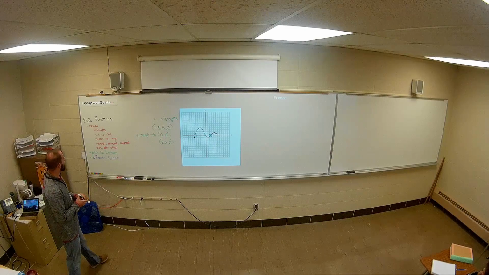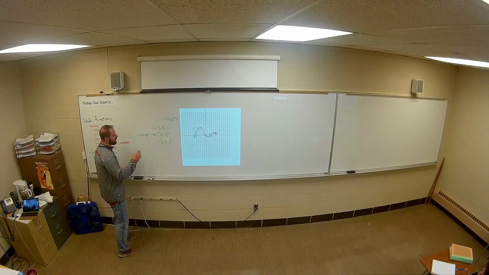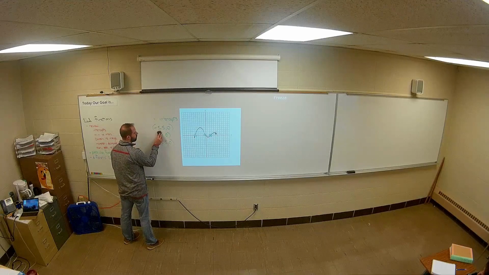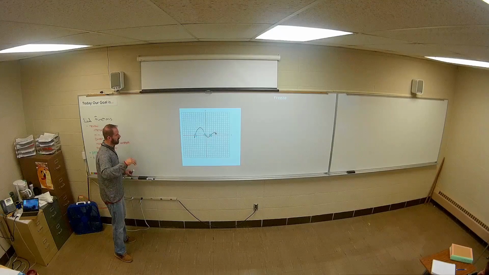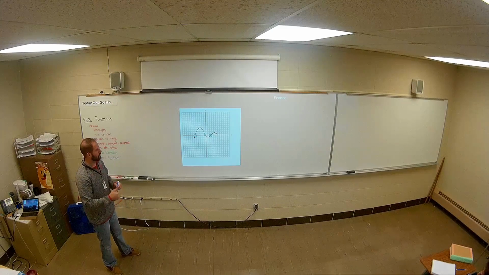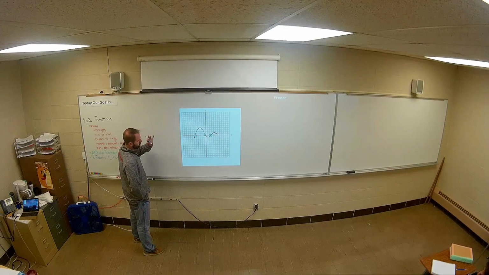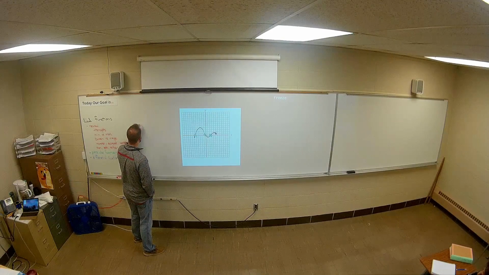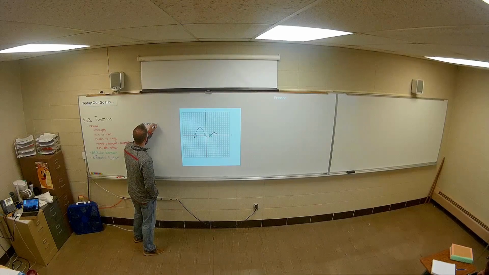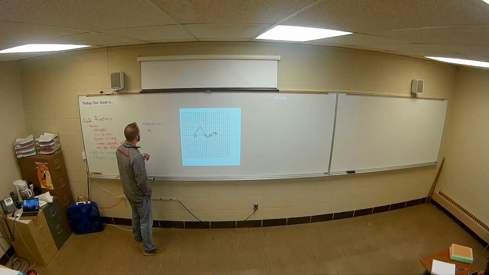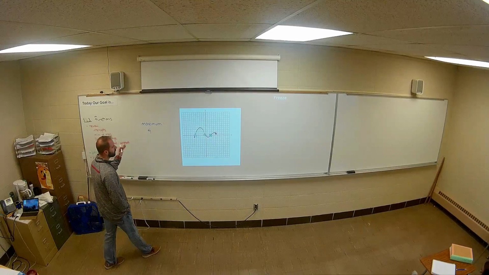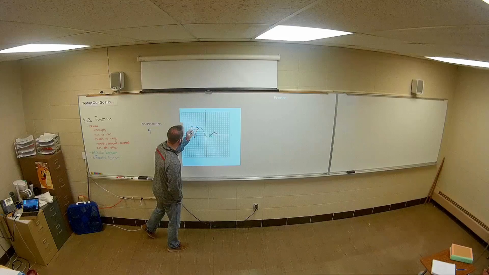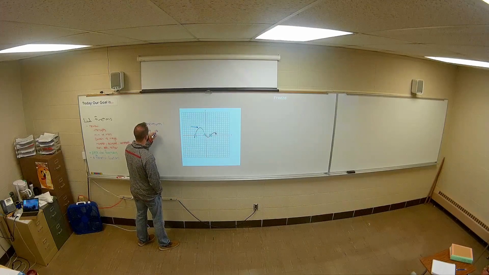Okay, min and max. So min and max on this particular problem. What do you think? Does it have a maximum? Yeah, what's the maximum? 40. So now the maximum is 4. Now, is that an absolute maximum or relative? Absolute. Nothing goes higher than 4. This is the highest point on that graph. So that is an absolute maximum.